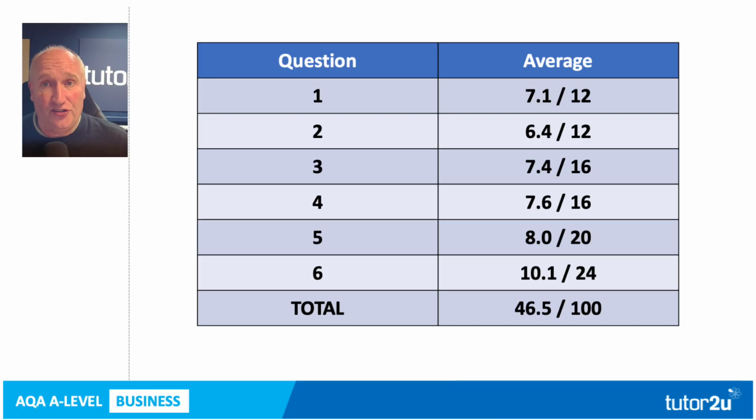You can see that students do pretty well on the 2 12 markers, perhaps because they're writing too much, leaving themselves under time pressure for the 16-mark questions. Look at the numbers for question 5: 8 out of 20 on average. Question 6, 10 out of 24, well below half marks. So it's really important, as we go through our final top tips, that time management plays a key role here. Do not over-answer the 12-mark questions.